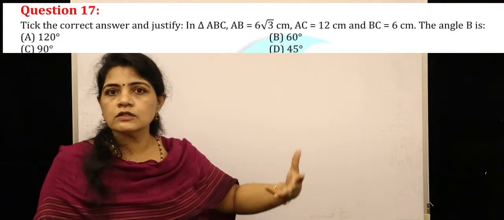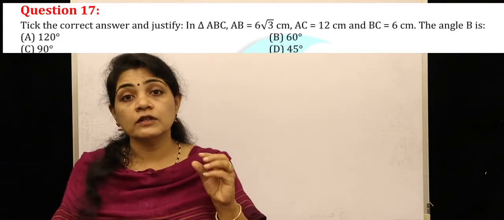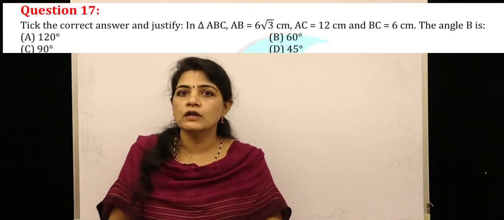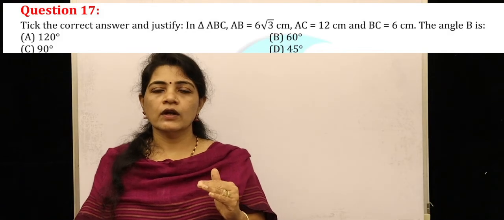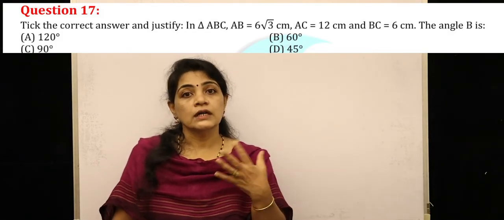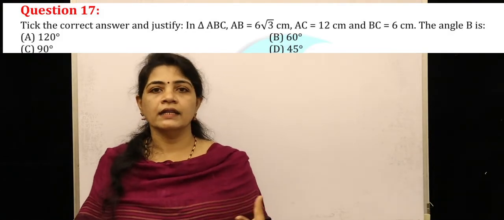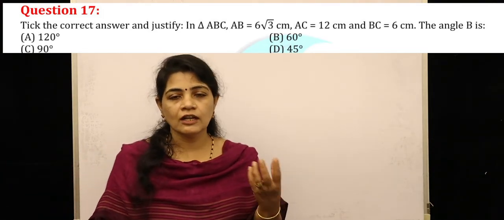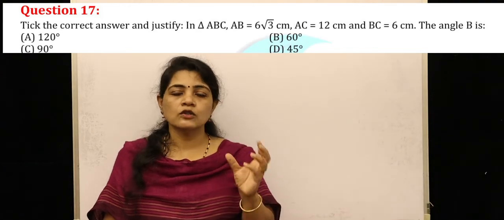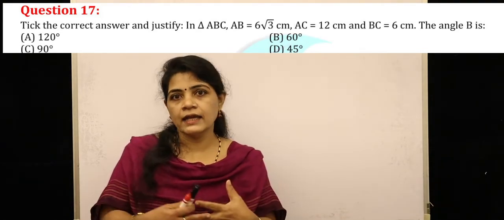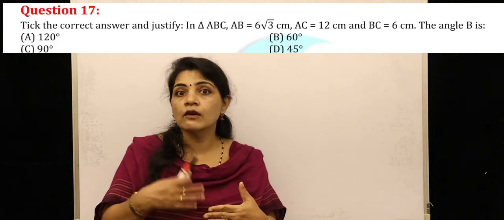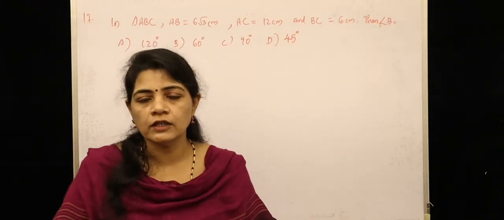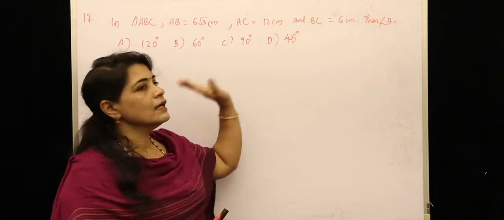What is the converse of Pythagoras theorem? If the square of one side is equal to the sum of the squares of the other two sides, the angle opposite to that longest side will be 90 degree. That is the converse of Pythagoras theorem. So we are going to get the square of each side and add any two of these, and that will be equal to the third side. By the converse of Pythagoras theorem, you can easily mark 90 degree.